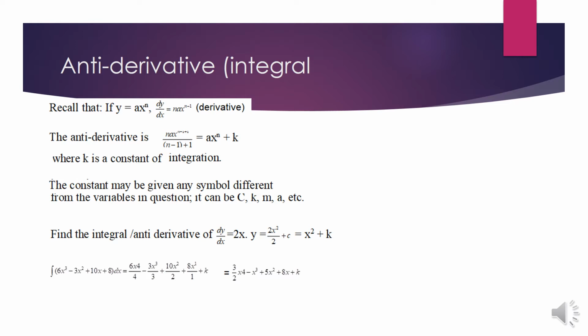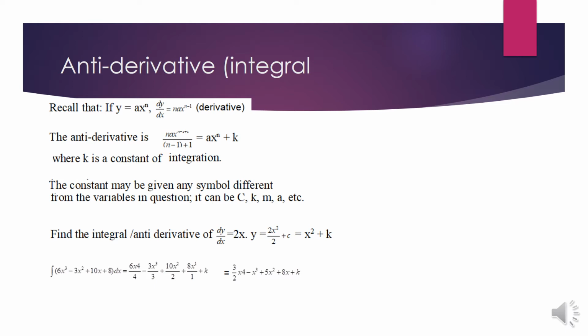Integrate. This symbol, long s, is summation of a continuous variable, and it is instructing you to find the antiderivative of. So integrate 6x cubed minus 3x squared plus 10x plus 8 with respect to x.